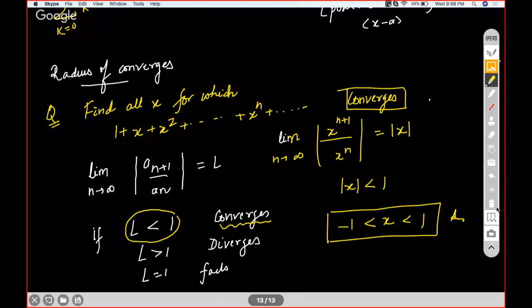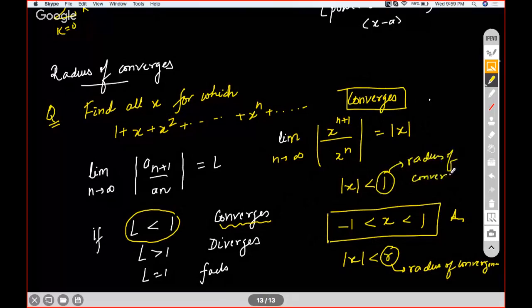Many books will call 1 the radius of convergence. Normally, the radius of convergence is defined as this value R. R is called the radius of convergence. So here 1 will be called the radius of convergence, and this would be called the interval of convergence.